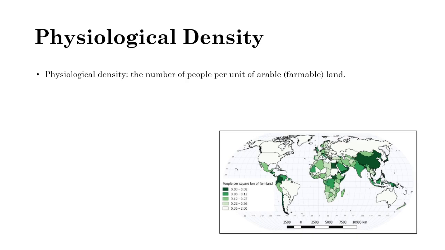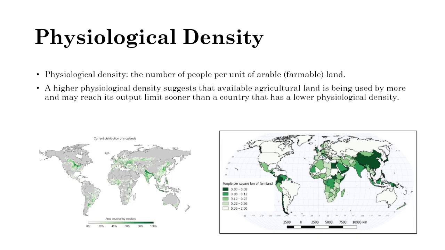So physiological density. What is physiological density? This is the number of people, but per square unit of farmable land. Arithmetic density is all the land in the country. Physiological density is farmable land in the country. So a higher physiological density suggests that there's agricultural land being used and they may reach their output limit sooner. Okay? So the agricultural land is being used by more people. So more people are on a farm.